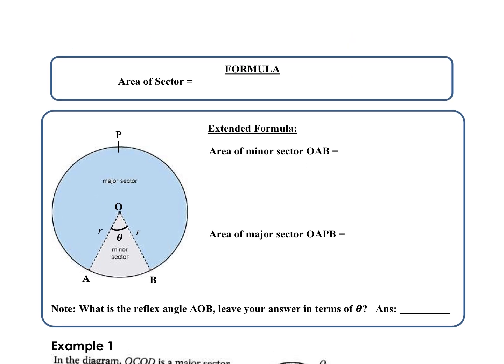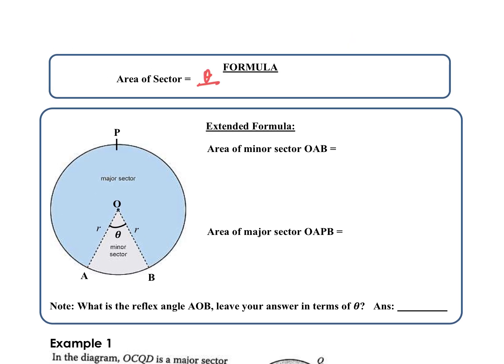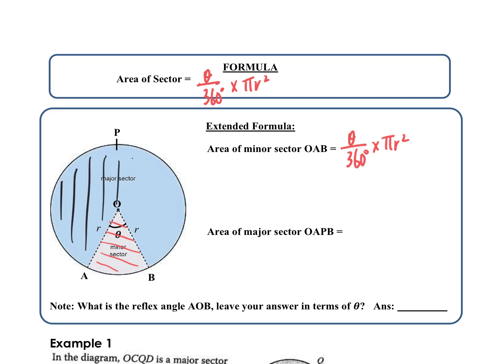Okay, so area of sector, as seen from what we have there, is find the fraction of the circle times pi r squared. So the minor one is easy. I just want this slice, right? So what you can do is theta over 360 times pi r squared. But what if I want the one outside? What will you do?